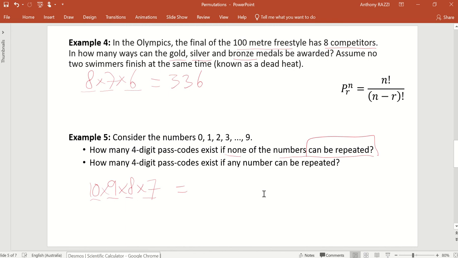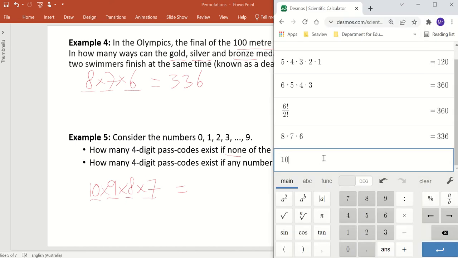Now, if this code was longer, the formula does become easier. I mean, it's easier to type in. But for 4-digit codes, in all honesty, this is the easiest method. 10 times 9 times 8 times 7. Whoops, that did not type right.